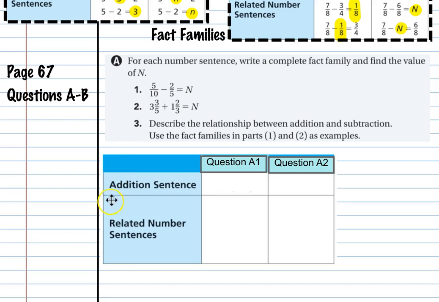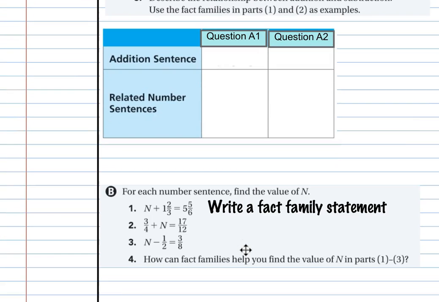So what I did was I just made a copy of this and put them down here. There's question A1, A2. Go ahead and work on this. Fill the first question out in A1. This one is A2, it can go in here, and you can write the related number sentences. For part B, for each number sentence, find the value of n and write a fact family statement. This is your statements down here. These are your related number sentences.